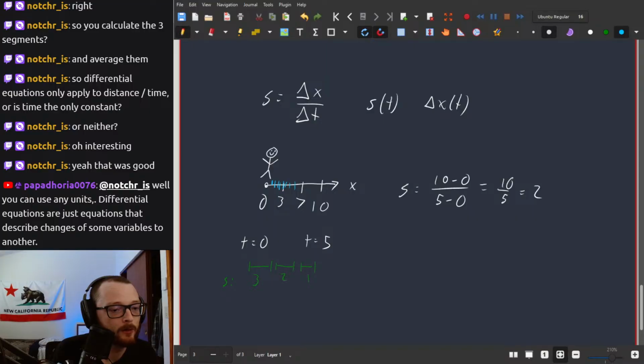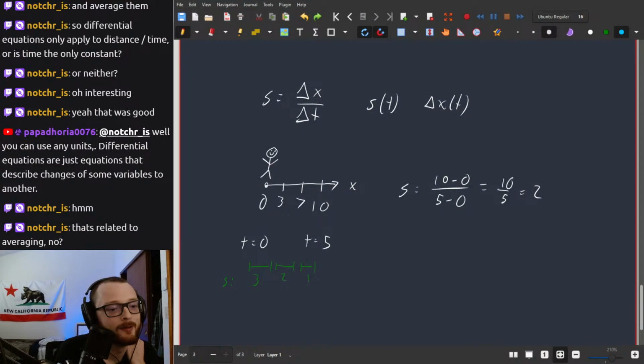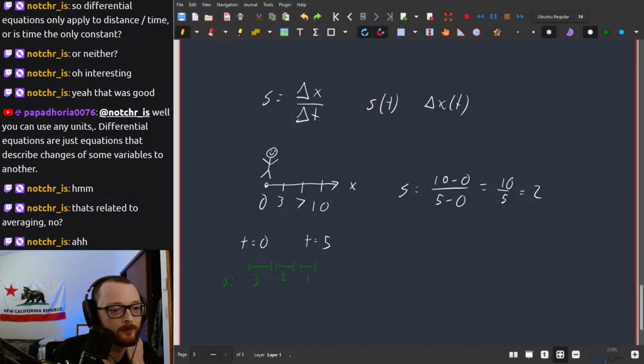And the process of doing that for as tiny of an interval as you can possibly imagine, not quite 0, but nearly 0, that's basically the definition of a derivative. Which is what differentiating a function is.